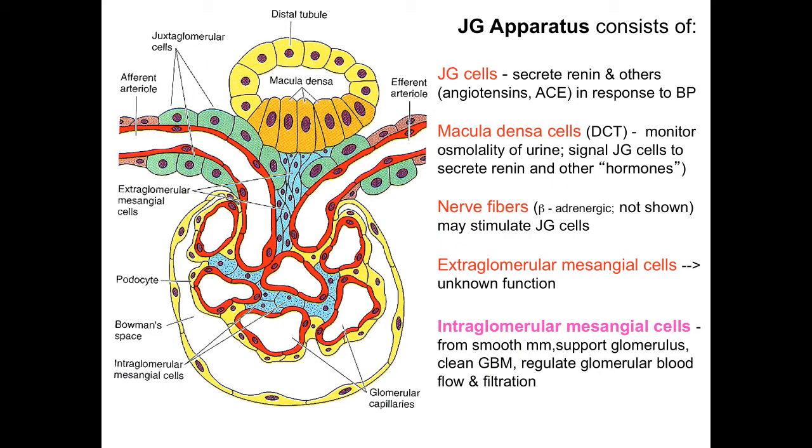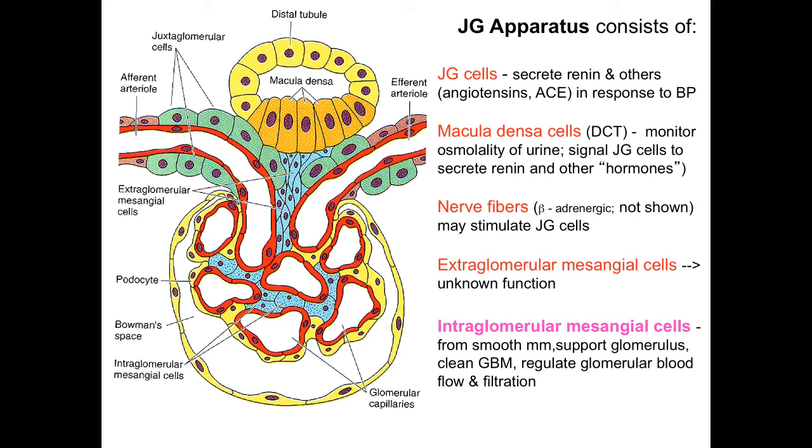The JG apparatus, just to review for you, consists of the JG cells, which secrete renin and other substances in response to blood pressure. The JG cells shown here in the tunica media of the afferent and efferent arteriole, the macula densa cells in the distal convoluted tubule, thought to monitor osmolarity of the urine and will of course signal the JG cells to secrete renin and other hormones. There are nerve fibers which are not shown in this cartoon that are thought to stimulate the JG cells. These nerve fibers are beta-adrenergic fibers.